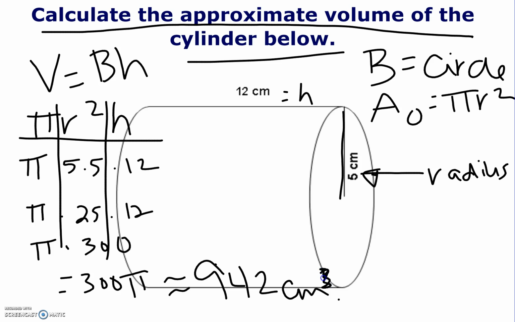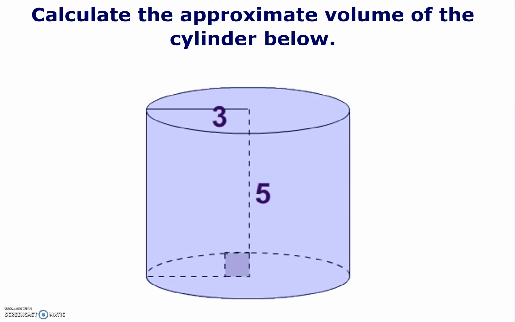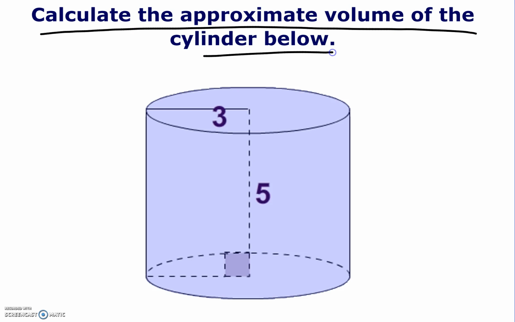Centimeters cubed, by the way. When you're done with that one, you can press play and we'll begin on another example. Here's another example. It says calculate the approximate volume of the cylinder below. Very first thing you do, you write your formula every single time. So volume equals area of the base, big B, times height.